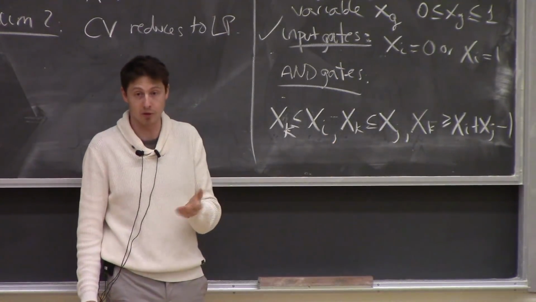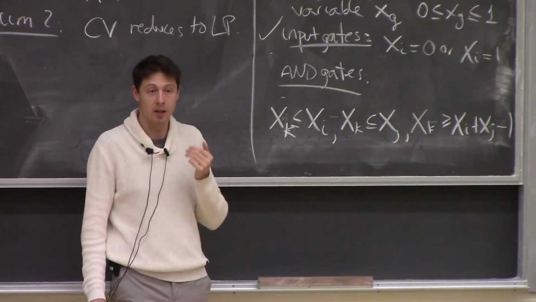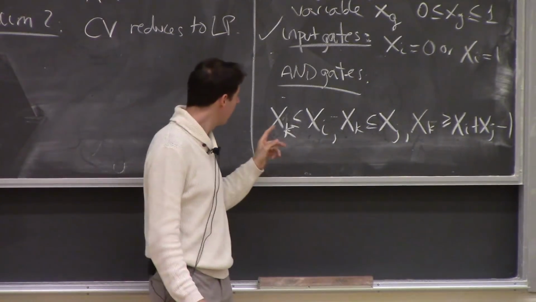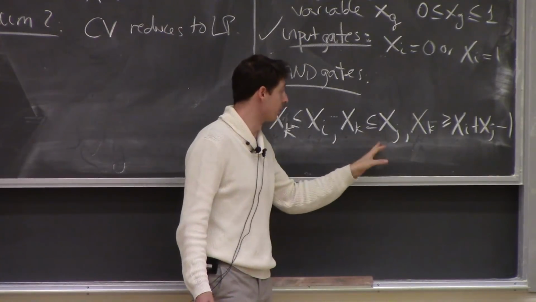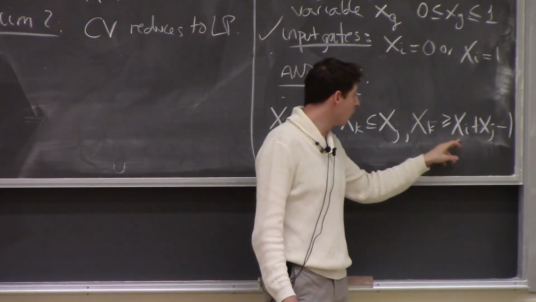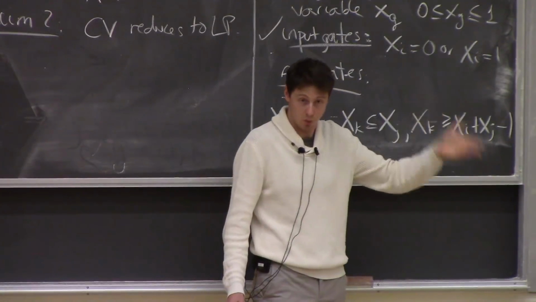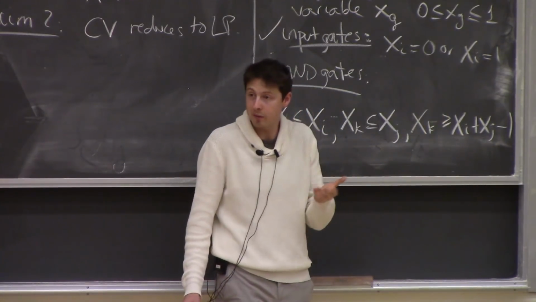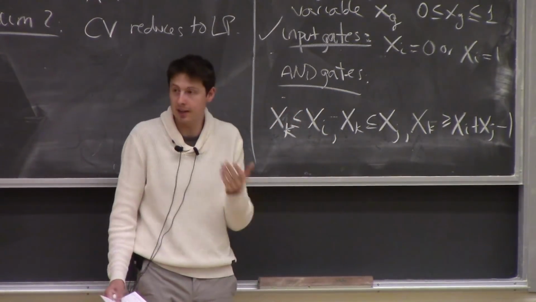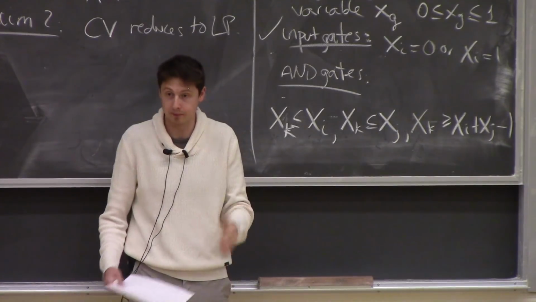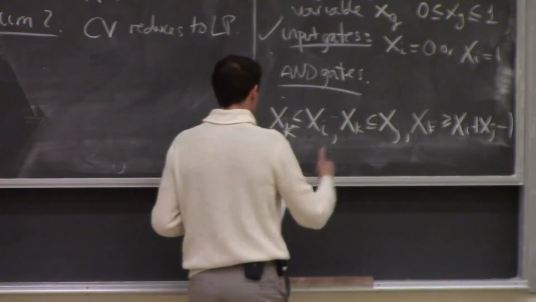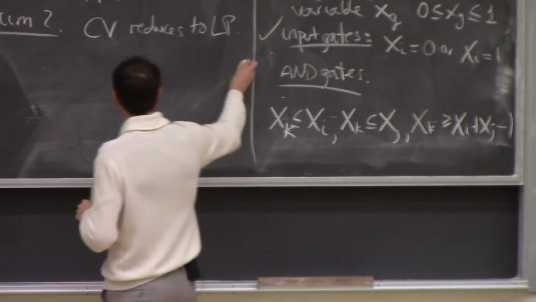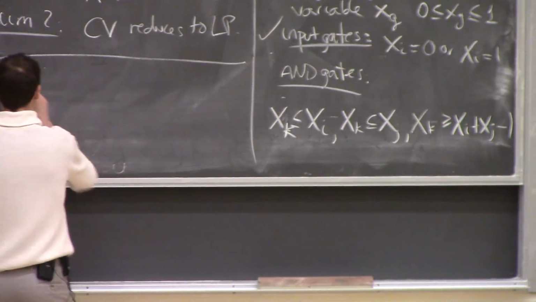Let's try the last option. I mean, by symmetry, 1, 0 is the same thing. Now we look at 1, 1. 1 is less than or equal to 1, sure. 1 is less than or equal to 1, also sure. 1 is at least 1 plus 1 minus 1, which is 1, right? So the only valid answer for xk, again, is 1, which is the correct thing, okay? So that's an AND gate, and that's great.